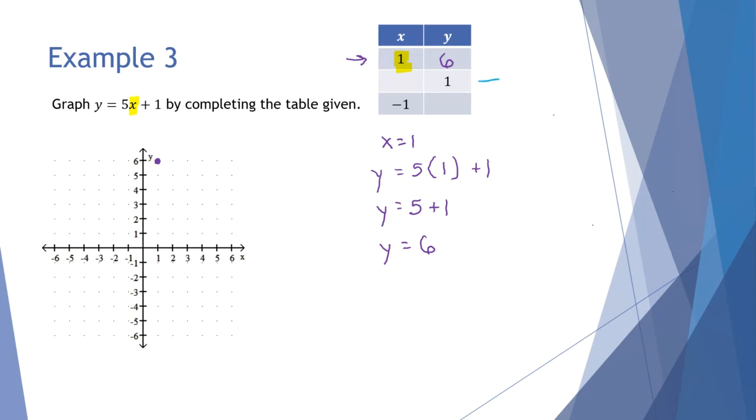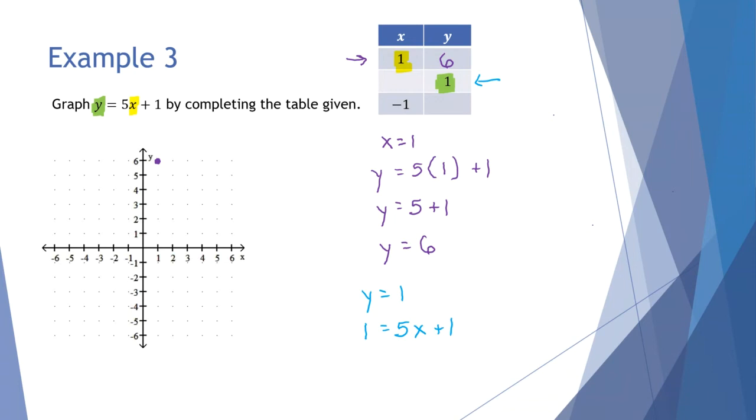The next one here, they're actually giving us a y value instead, and that's okay. Sometimes they can give you a y, and you're finding the x. So if you prefer to do that, you can do that. So here, y is equal to 1 because it's under the column for y. So in this case, I'm replacing y with 1 because now it's in the column for y. So I have 1 equals 5x plus 1.